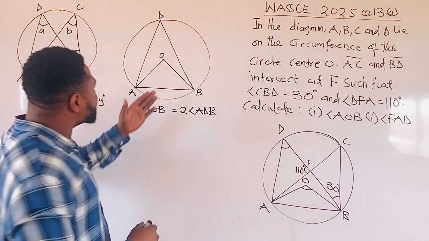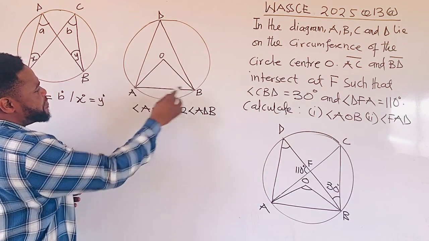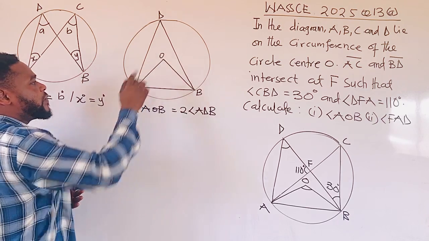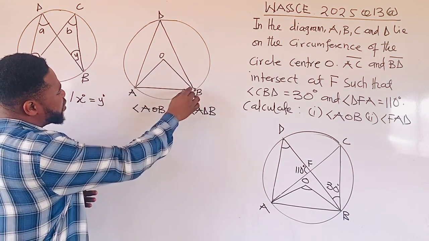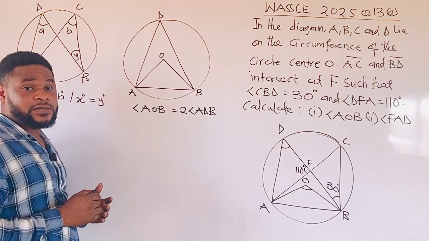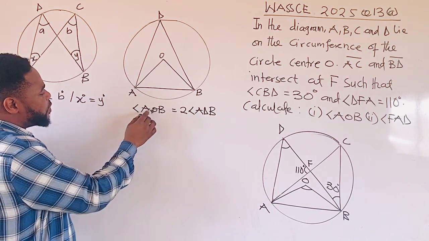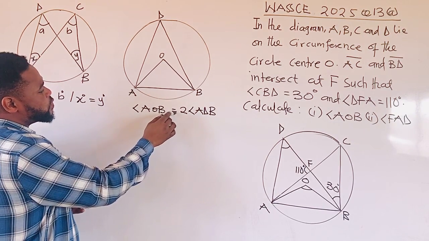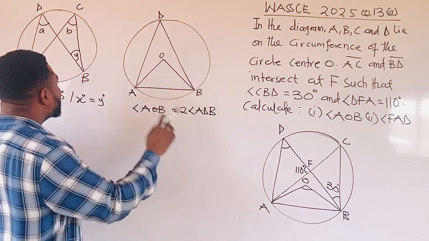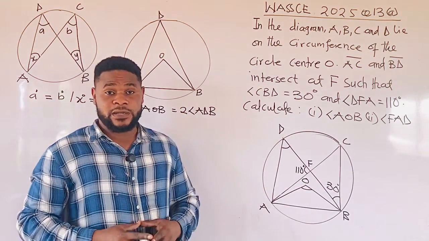Now let us look at this one as well. From this diagram, AB is a chord, and the chord creates an angle at the center of the circle. The same chord creates an angle at the circumference of the circle. We can deduce a property that angle AOB is equal to 2 times angle ADB. With these two properties, we can answer the question on the board.